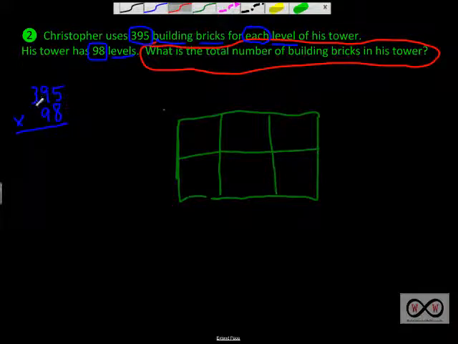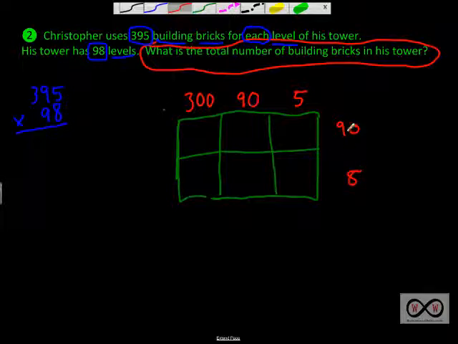Up top, we've got 3 in the hundreds place, so that would be worth 3 times 100, or 300. We got a 9 in the tens place, that's 9 times 10, or 90. And we have 5 ones, or 5. Now in our second number, our second factor, we've got a 9 in the tens place, that would equal 90. And an 8 in the ones place, that would be 8 times 1, or 8.